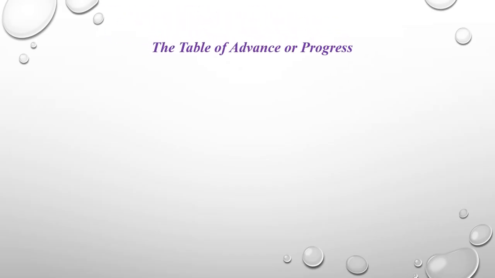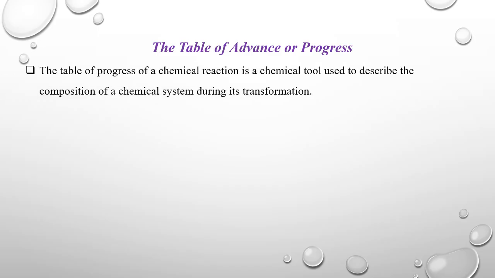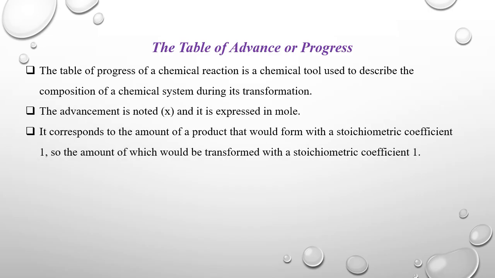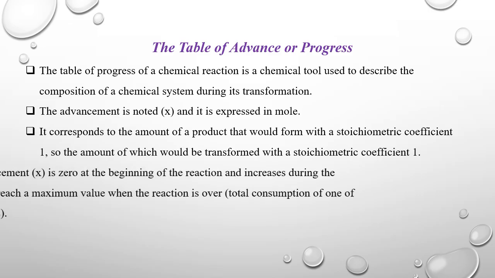The table of advance or progress. The table of progress of a chemical reaction is a chemical tool used to describe the composition of a chemical system during its transformation. The advancement is noted X and it is expressed in mole. It corresponds to the amount of a product that would form with a stoichiometric coefficient 1. So the amount of reactant which would be transformed with a stoichiometric coefficient 1.